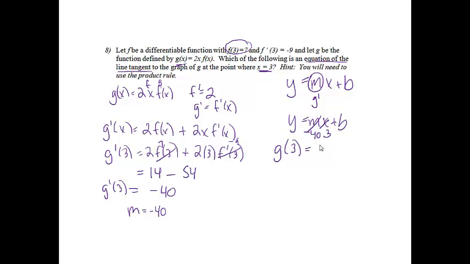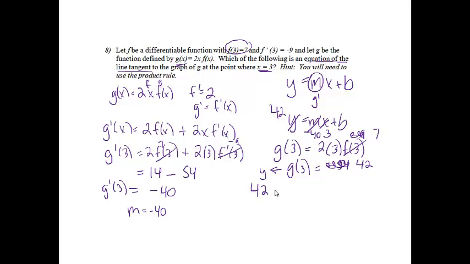We know g of 3 is equal to 2 times 3 times f of 3. Notice I just plugged x's in, 3's in for all my x's. And again, they told me that f of 3 was equal to negative 9. So I know that g of 3 is equal to negative 54. Did I do that right? Nope, because f of 3 was equal to 7. So let's redo that here. So that would actually be 42. There we go. Okay, so this just gave me my y value, which was 42.